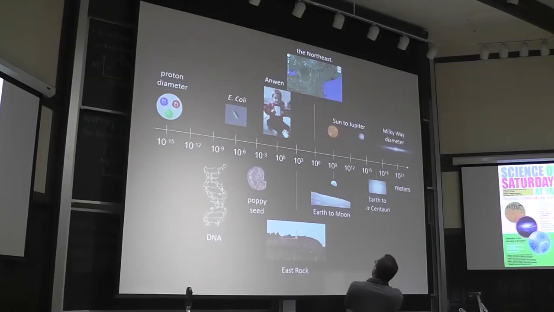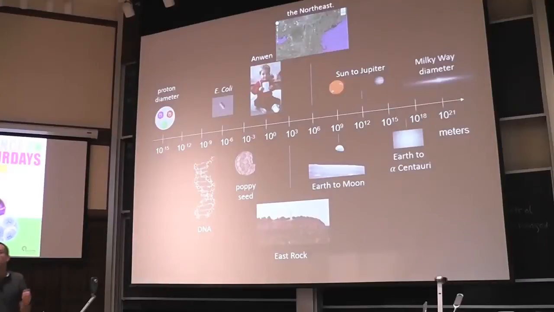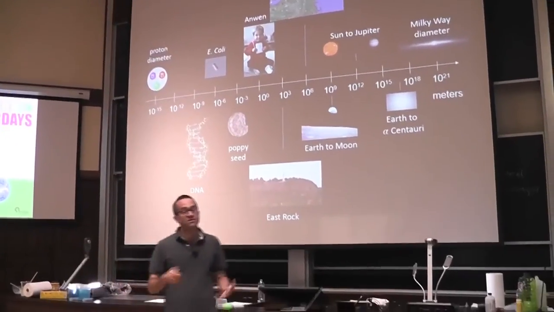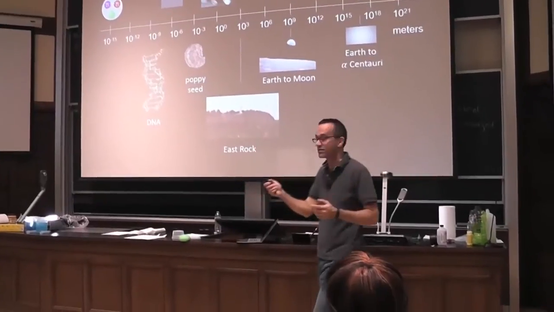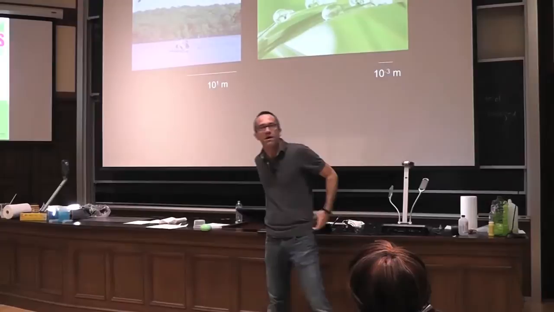Somewhere in between, around 1 meter, is my daughter Anwen, who's sitting right there. The tiny bit of difference from here to here is the difference between my daughter and East Rock. And from here to here is the difference from East Rock to all of the Northeast. So imagine how big this stuff is. And similarly, on this side, it's really, really tiny stuff. What we do as physicists and chemists is try to figure out how these things are different.